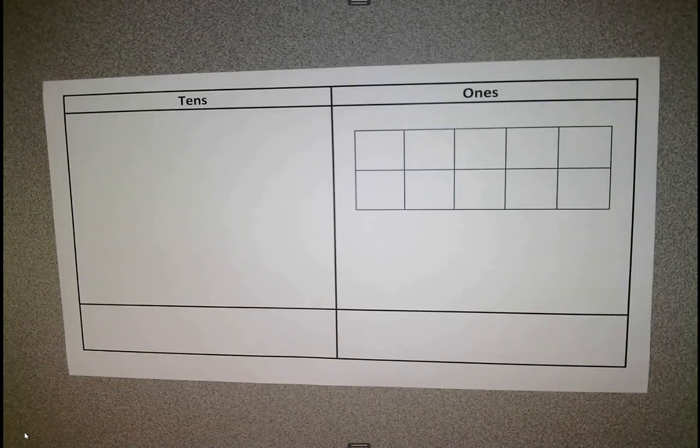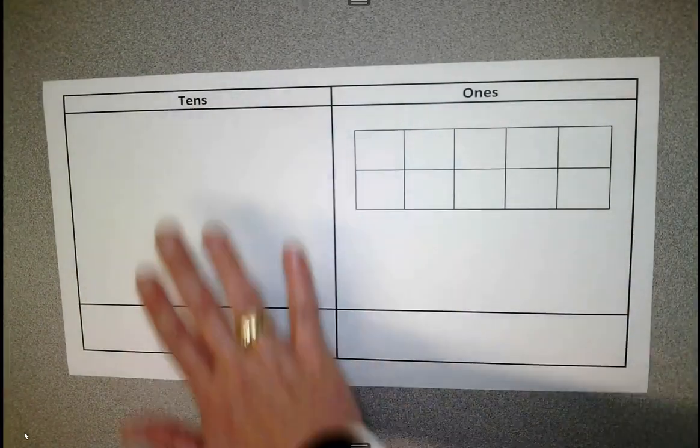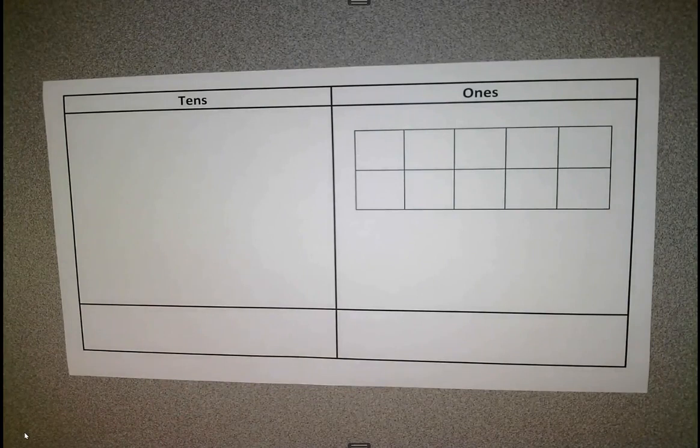It is important when you introduce the place value chart that you have the kids notice and wonder about the place value chart so that they can see that there's a column for ones and they'll notice the 10 frame and a column for tens, just to get them thinking about what is this chart all about.